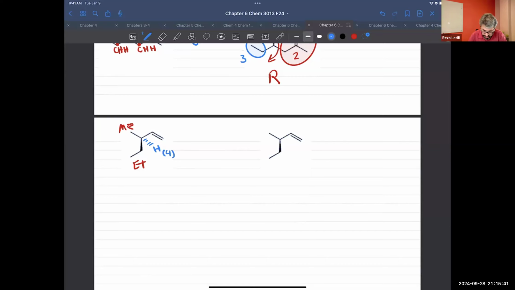Now, the carbon that's involved in the double bond will get the first priority. Ethyl gets the second priority because it is heavier than methyl. Methyl will be number 3, and hydrogen number 4. Where is hydrogen? Back of the plane, so we're going to simply ignore it. 1, 2, 3. Let's follow the numbers. This is clockwise. So the configuration for this stereocenter, the one I'm going to put a star on, is the R configuration.